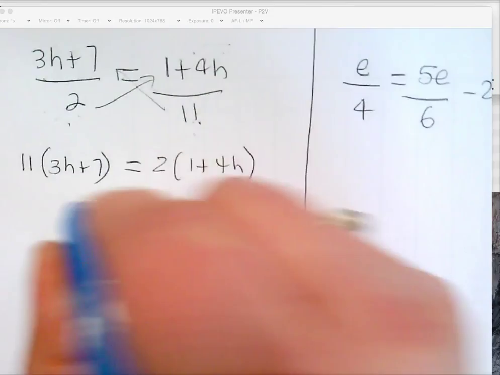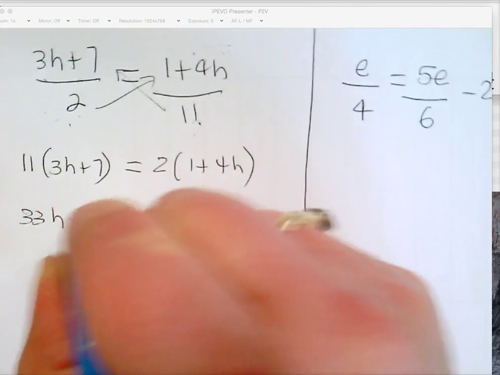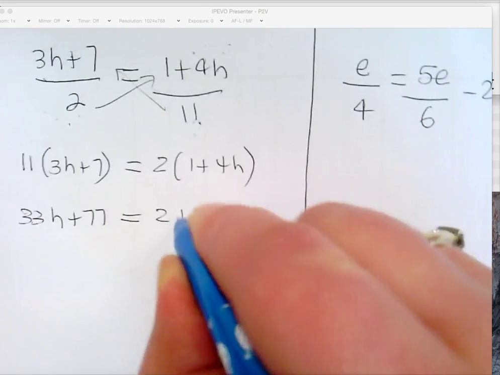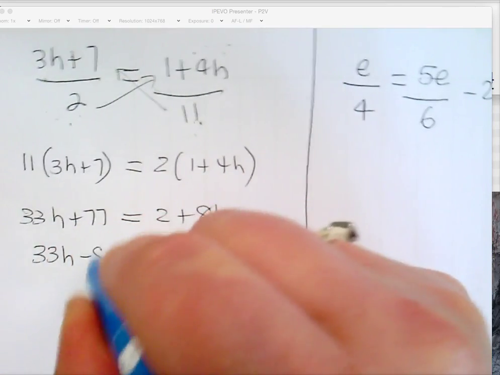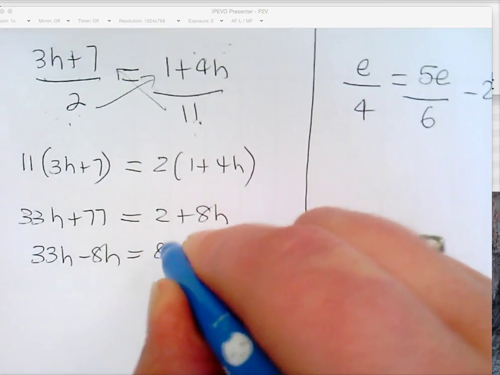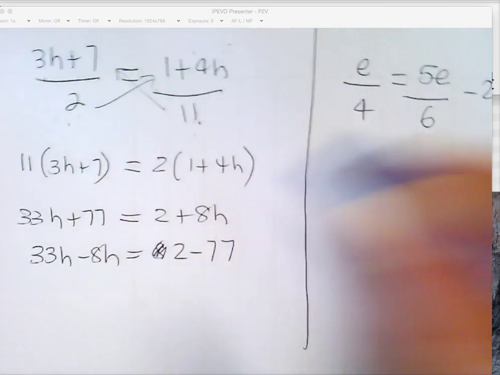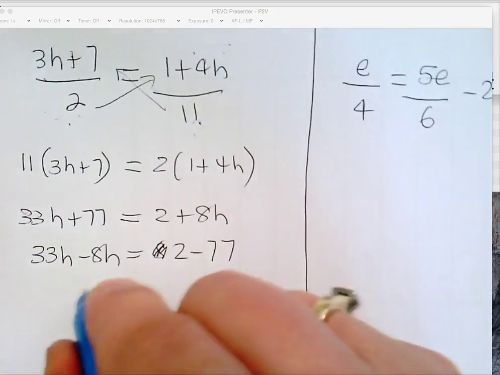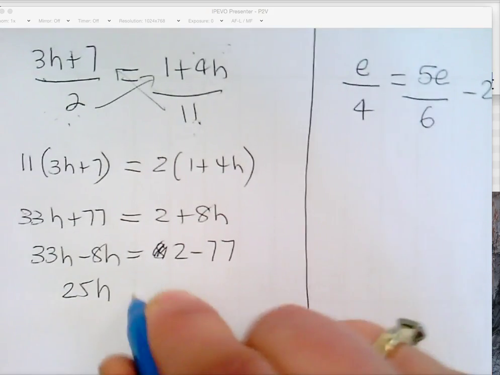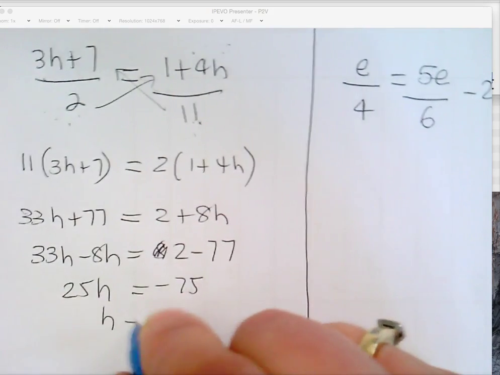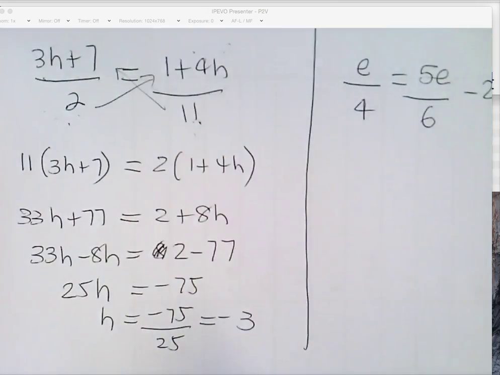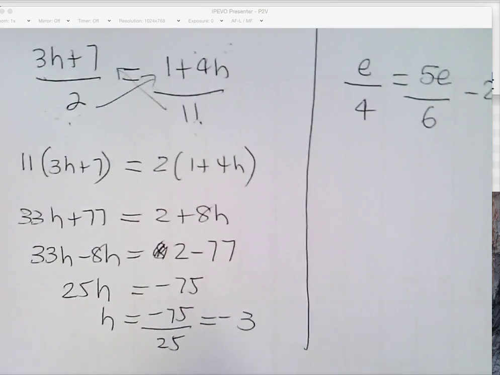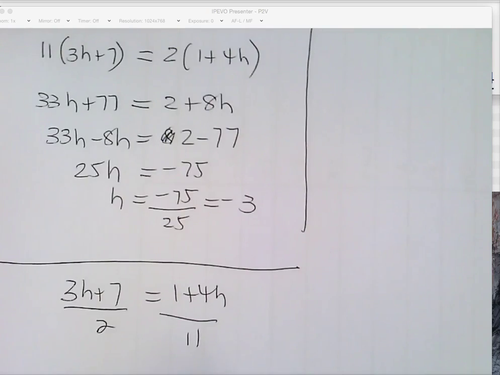Which is what, girls? 33h plus 77 equals 2 plus 8h. 33h minus 8h equals 2. Take away 77. 33, that's 25h equals negative 75. H is negative 75 over 25, which is negative 3. Okay? Now, stop teaching me all these methods.